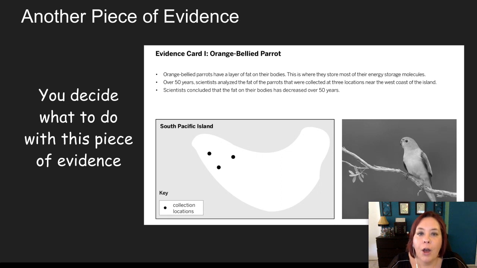Okay. Over 50 years, scientists analyzed the fat of the parrots that were collected at 3 locations near the west coast of the island. Scientists concluded that the fat on their bodies has decreased over 50 years. So scientists had 3 locations, the west part of the island, and they concluded that the fat on the bodies of the orange-bellied parrot has decreased over 50 years. Go ahead, make a decision, and think about where you're going to put that piece of evidence.